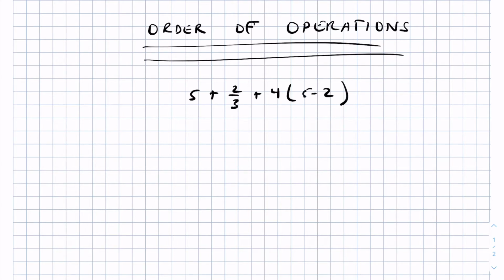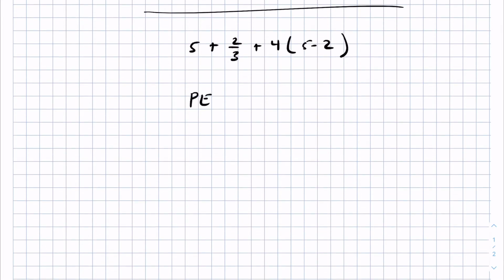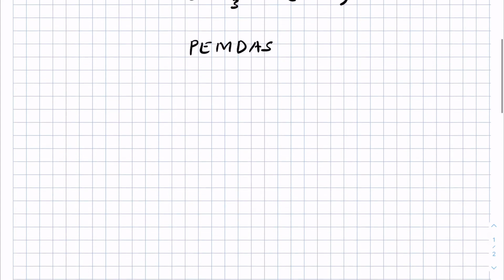For example, should I first start by adding together the 5 and the 2/3, or should I first subtract 2 from 5? This is why we need a system to evaluate expressions, and we call this the order of operations. For now, I'm going to write a phrase that you can remember really easy. This is PEMDAS. It is an abbreviation for the 6 typical order of operations.